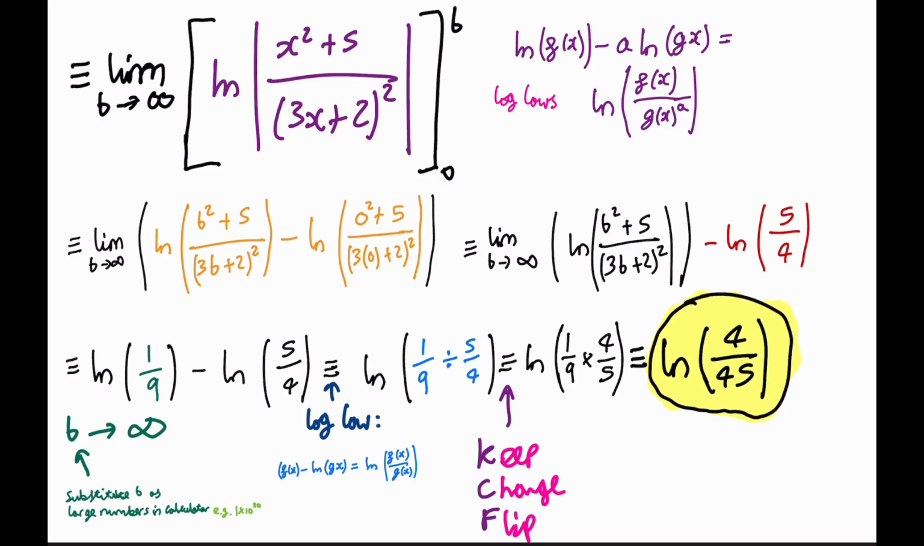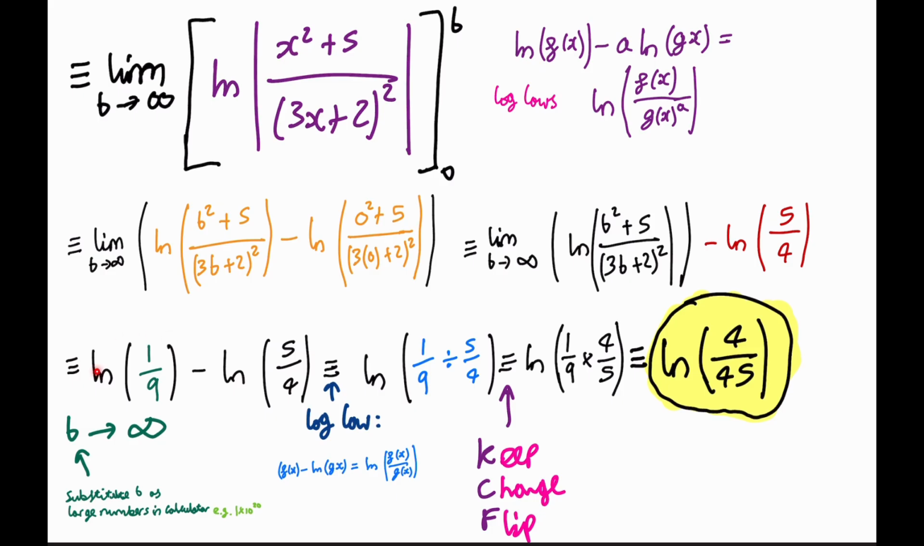So I did, for example, 1 times 10 to the 20 in my calculator, and then in the end, I got something that approached 1 over 9. So I'm assuming that as b reaches infinity, this value would become ln 1 over 9. So we're left with ln 1 over 9 minus ln of 5 over 4.